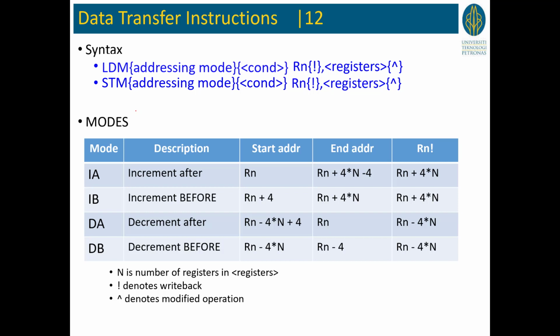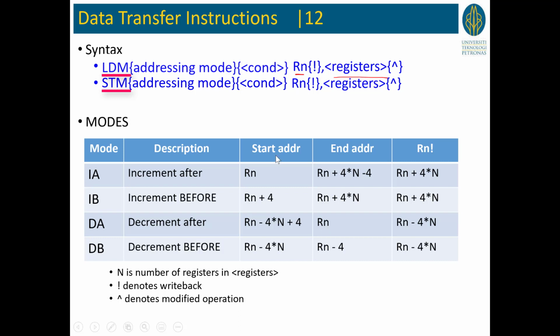In general, the syntax for load multiple and store multiple is like this. The instruction is either LDM for load multiple or STM for store multiple. It has an optional addressing mode and condition code. And then Rn stands for the register which contains the base address. And then you will also have the list of registers for the data to be transferred to or from the memory locations.